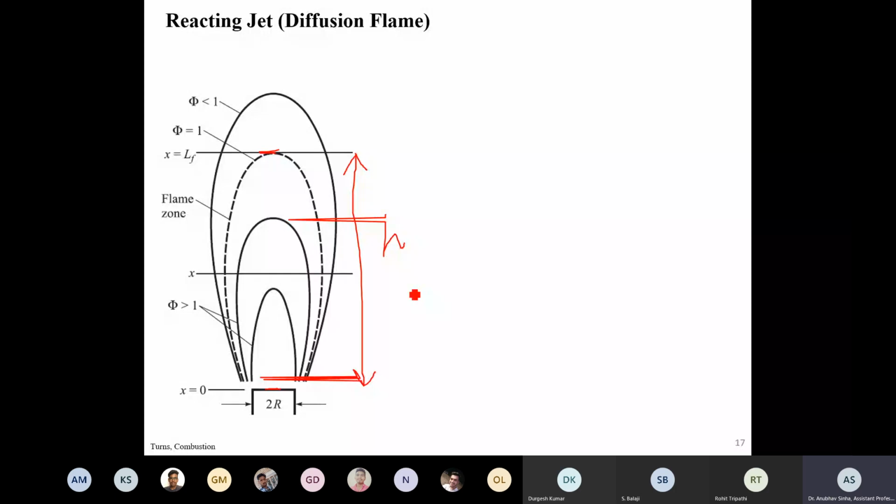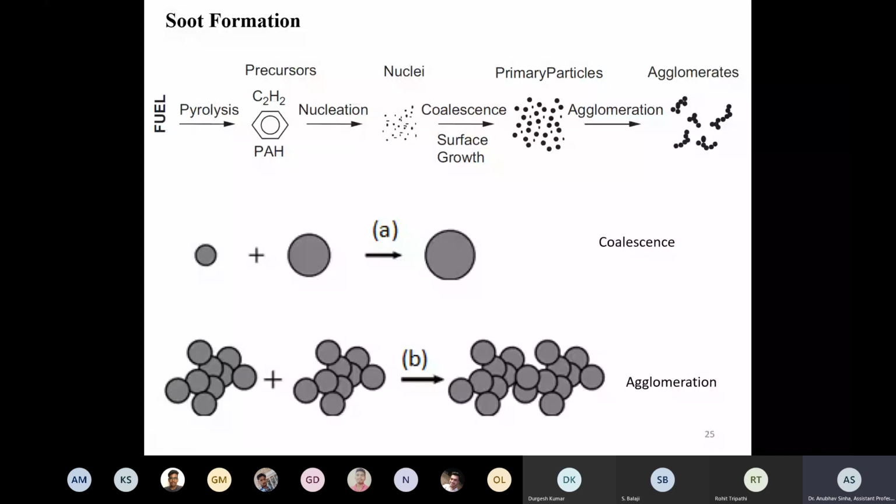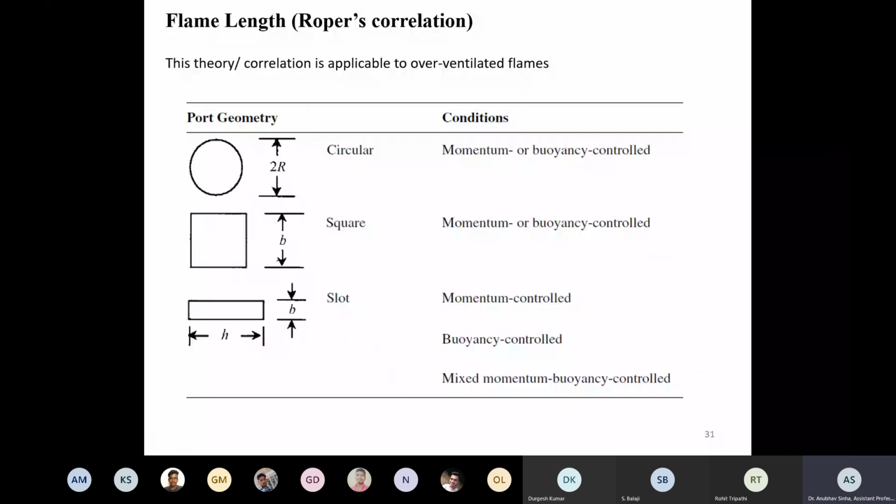Roper has given some correlations to find flame height for different types of burners. Let us say we have a circular port. That's simpler, what we have for a Bunsen burner. These are the conditions given. This will be controlled by momentum or buoyancy. Then we can have a Bunsen burner which has a square cross section, square port. Similarly, it will have momentum or buoyancy control.